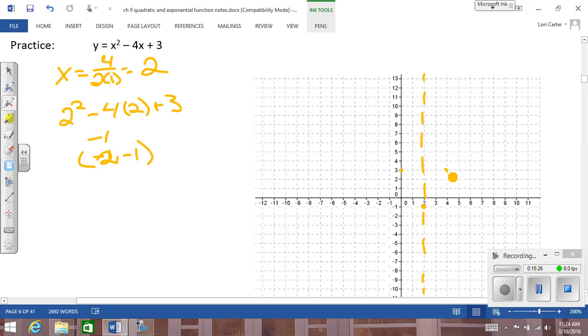Not axis of symmetry, y-intercept. So the y-intercept is y equals 3. We graph that and it's mirrored. Now, I can't connect those yet because I don't know exactly where it's crossing the x. I have to know that.